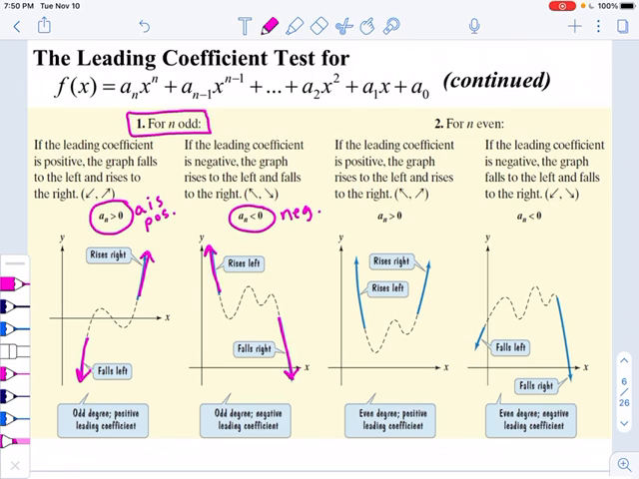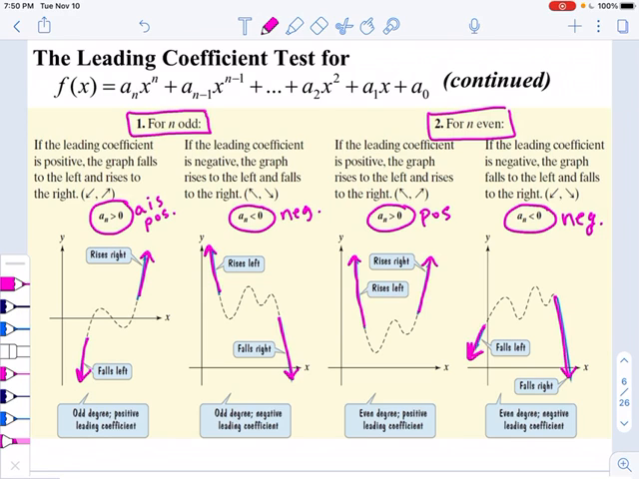It says if we have an even function, the ends are going to go in the same direction. It says that if the leading coefficient is positive, if a sub n is positive, they're both going to go up. If the leading coefficient is negative, a sub n is less than 0, we have a negative, that means that they are both going to fall.